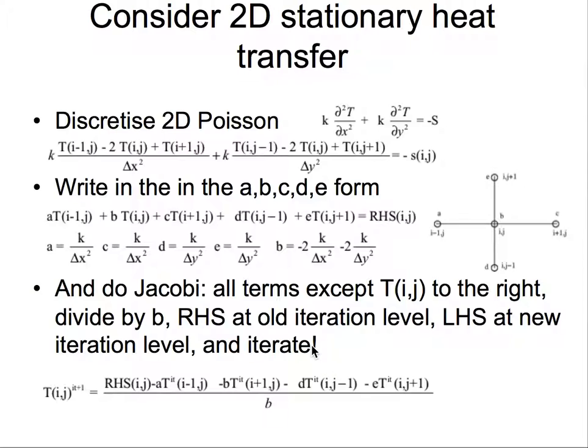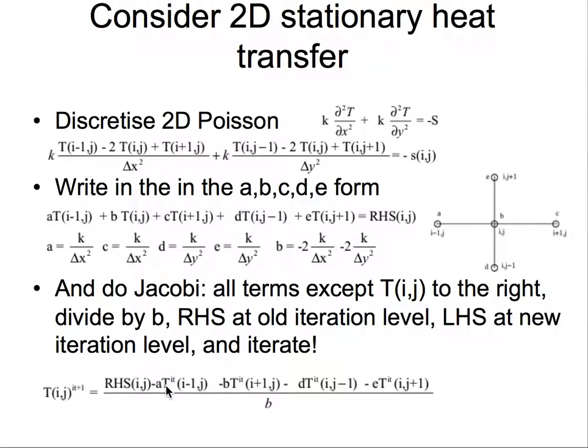We use Jacobi. That means we bring all the terms except the central term with coefficient B to the right of the equals sign, and we divide both sides by the coefficient B. The result is shown at the bottom of this sheet. And what we do next is that we say that the temperatures to the right of the equals sign are considered to be at an old iteration level.